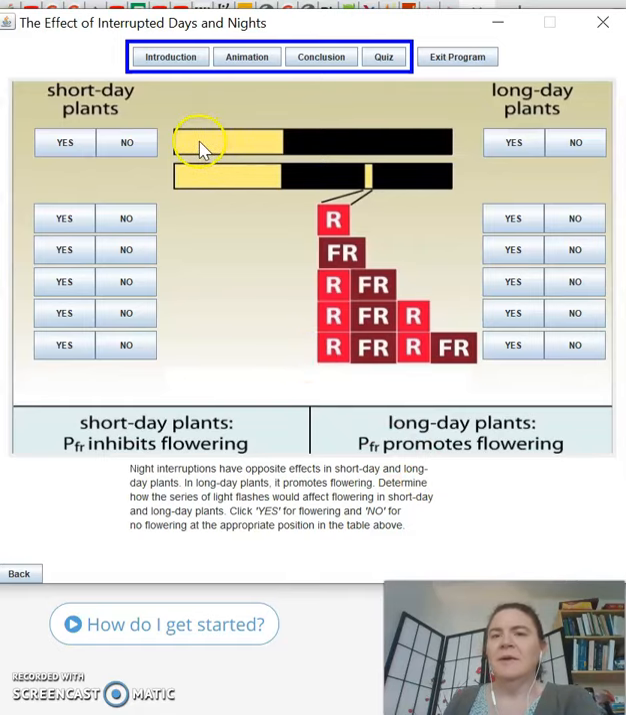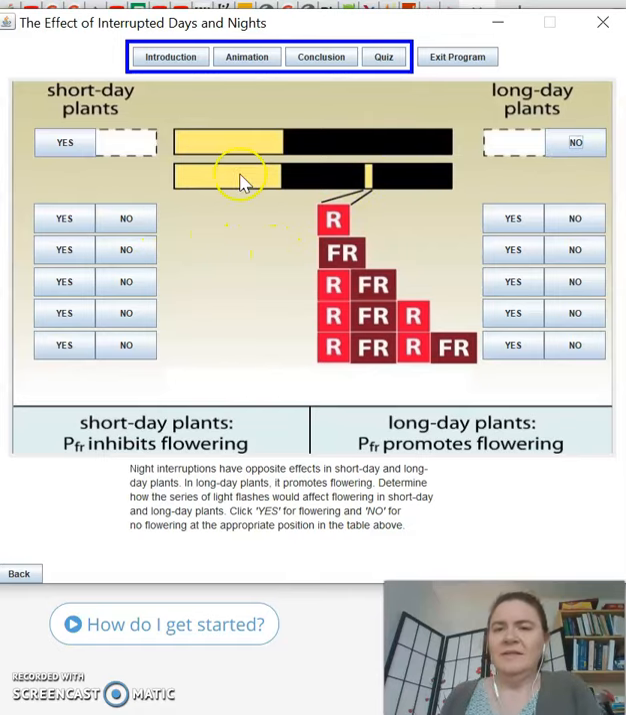Okay, so here the night is long enough, so we should get flowering. Here, the night is long, the day is short, so for long day plants we should have no flowering.